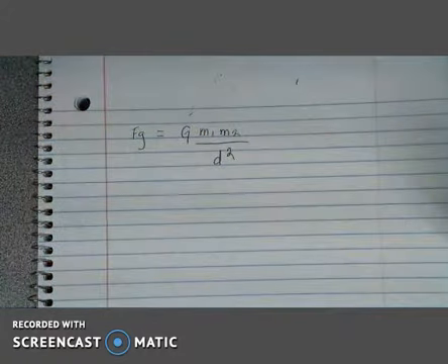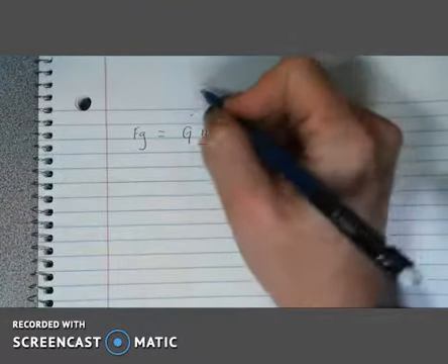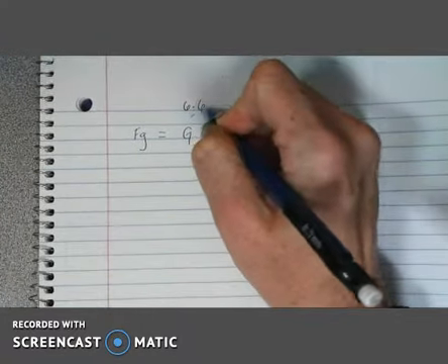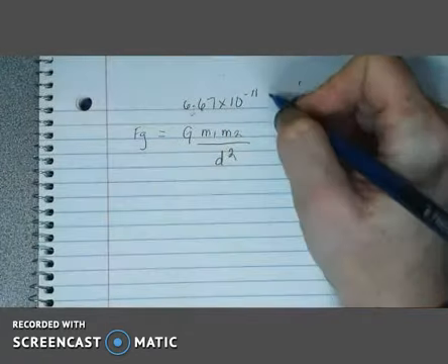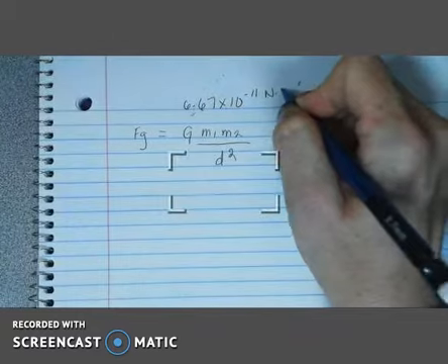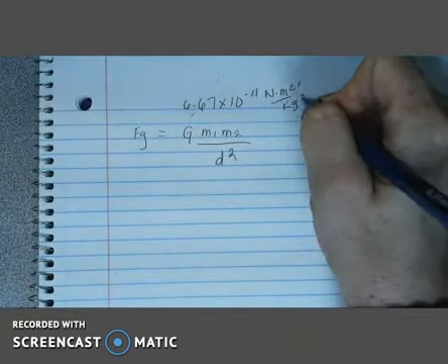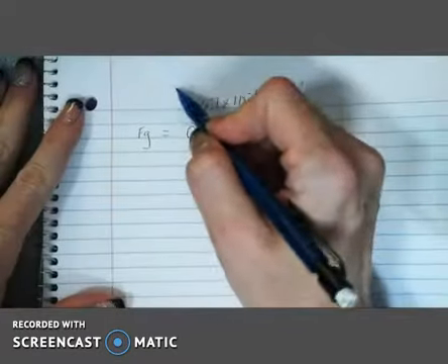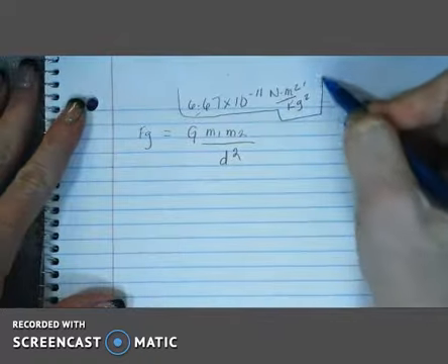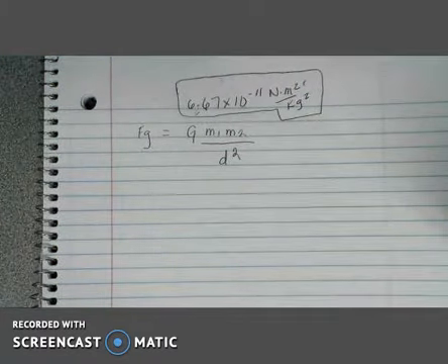I will tell you that the universal gravitational constant, large G, has a value of 6.67 times 10 to the minus 11 Newton meter squared per kilogram squared. So that is the value of G. That's what we're always going to be using for G.